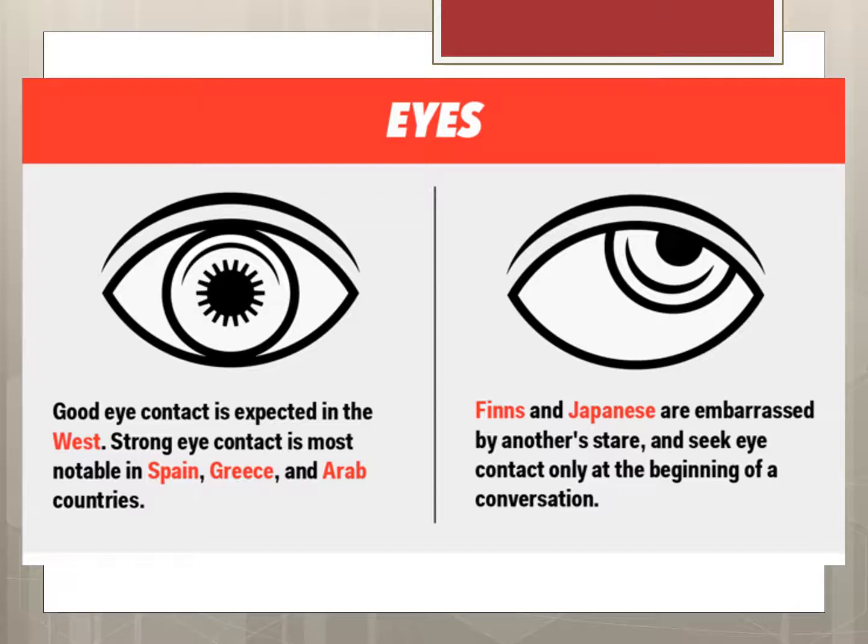The eyes. In the West, a sign of being trustworthy, and something that we oftentimes teach people, is to make strong eye contact. In the West, in Spain, Greece, and the Arab countries, this is important. But the Finns and Japanese find that staring and seeking eye contact is a bit embarrassing, and it's something that's only done at the beginning of a conversation. Other than that, they usually will look away.